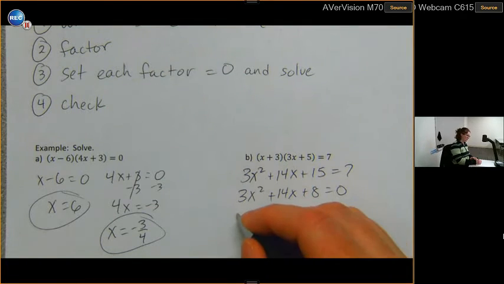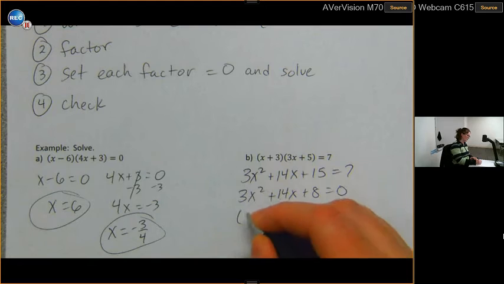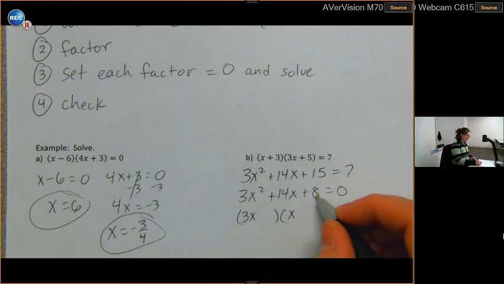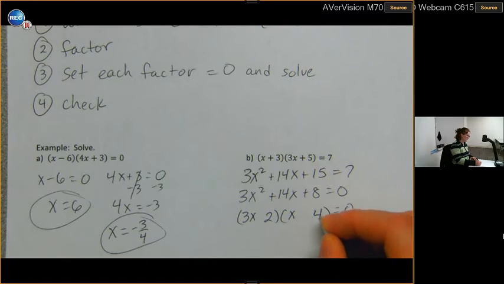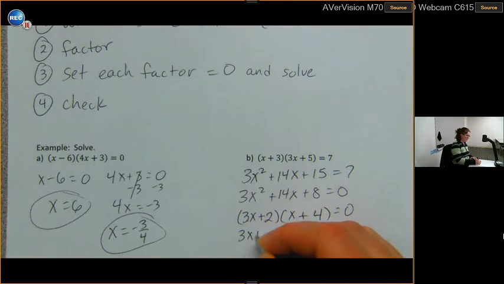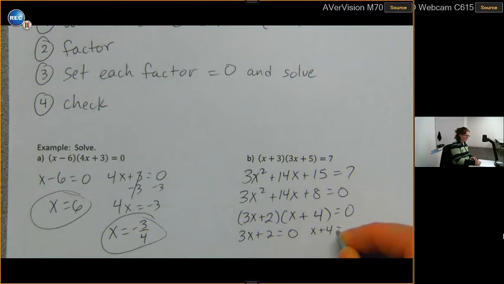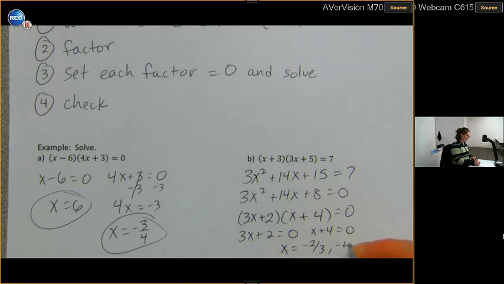And then I factor. I'm going to do this one by trial and error. So I know it's got to be 3x and x. Equaling 8 is 8 and 1 or 4 and 2. If I make it 2 and 4, that puts the 3 with the 4, which is 12, plus 2 more makes 14. And then we set each factor equal to 0. And we get our answers of -2/3 and -4.